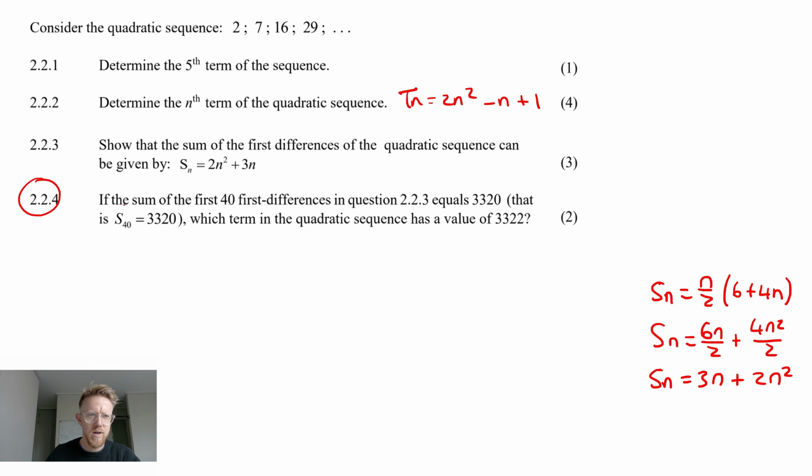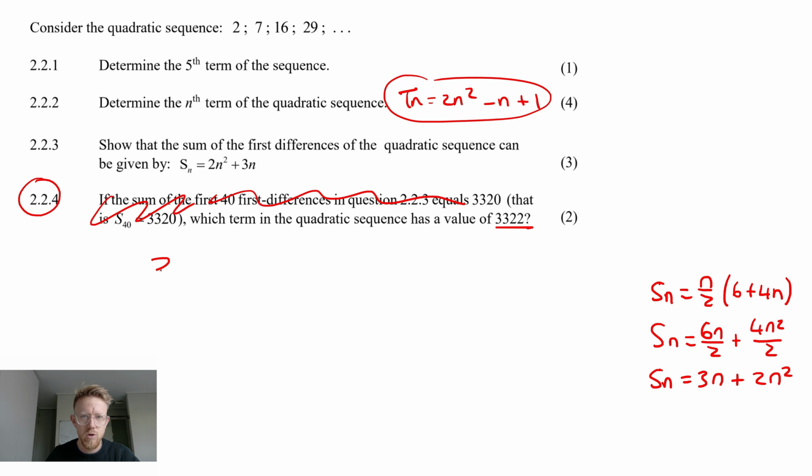Now with this next one, it says that if the sum of the first 40 differences in question, and so on, guys, we don't even need to do any of that. It just says which term in the quadratic sequence has a value of 3,322. We've already worked out the formula. Let's ignore their little fancy, and let's just do it this way. So they want to know which term in this quadratic sequence has a value of 3322. So we're going to fill in 3322 over there, and we're just going to go 2n squared minus n plus 1, and now we solve.